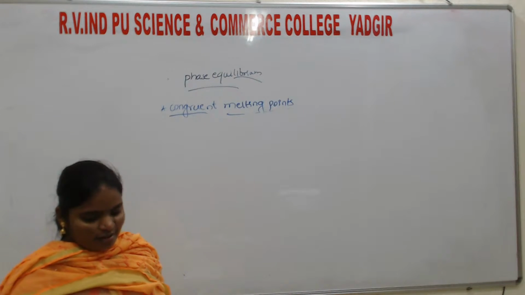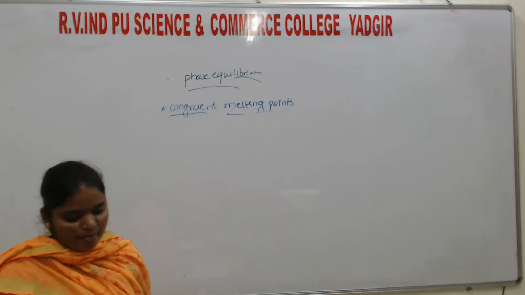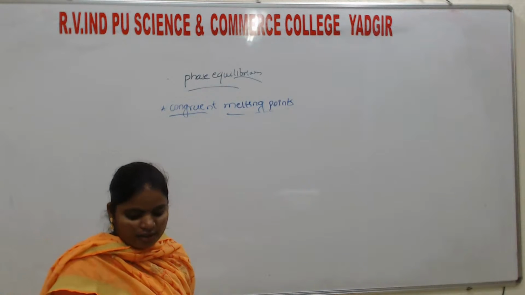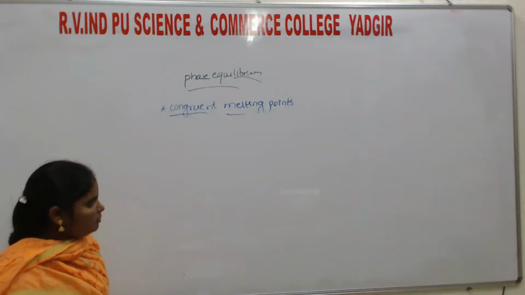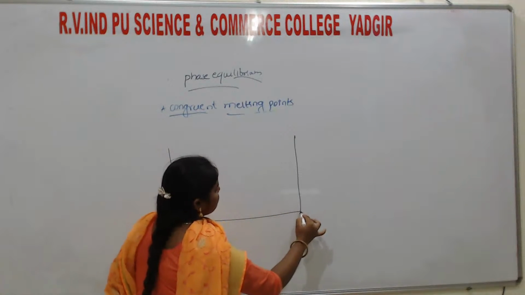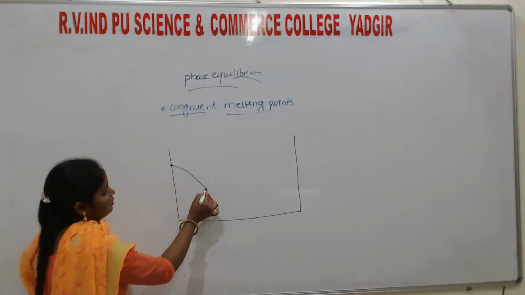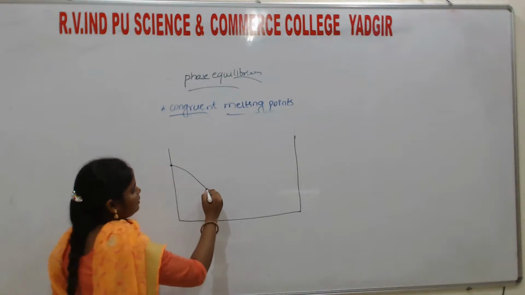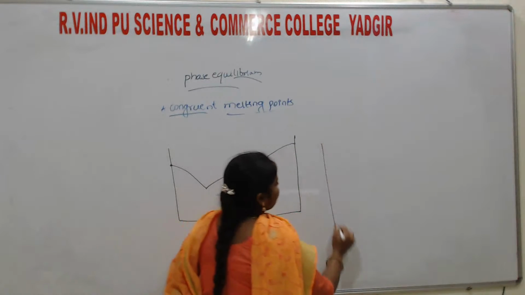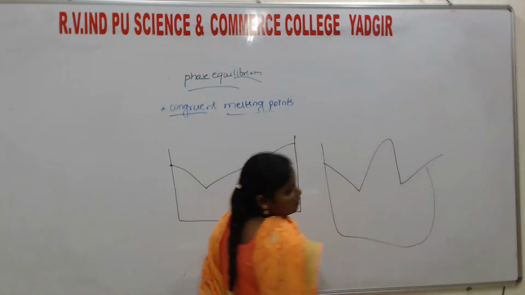Okay, second one, incongruent melting point. Here, the only difference is here. I take this graph, a phase diagram. This is point A, and this comes here, and this comes here. In a congruent melting point, here this is A, and the formation is this type.